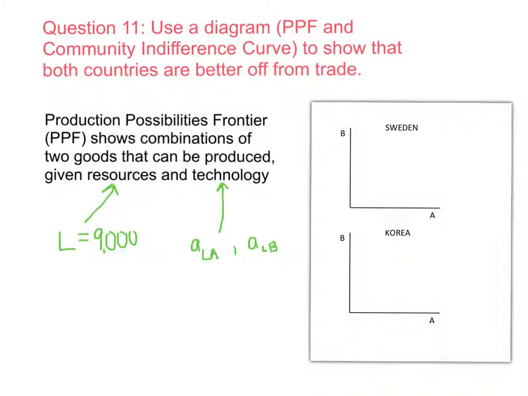Next, we want to look at a diagram, and we're going to use that diagram to show that both countries can actually consume more of both goods after trade than they can before trade. The way to do this is to use the production possibilities frontier, which shows a combination of two goods that can be produced given resources and technology. And remember, resources here are the 9,000 workers, and technology is given by the unit labor requirements.